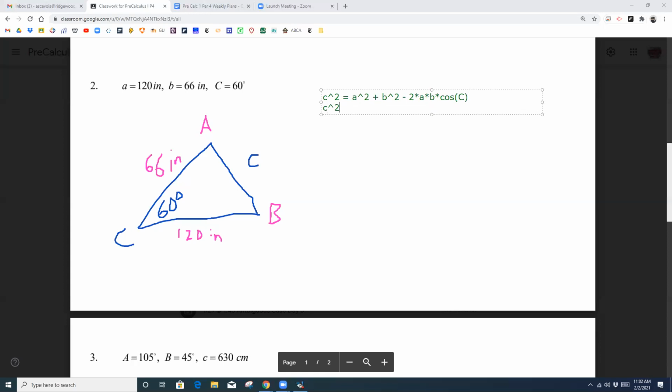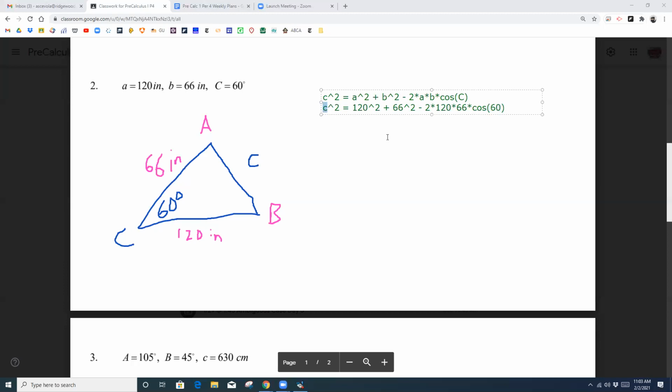All right, so for C, side C goes here. I don't know what that is, so I'm going to keep that as side C. All right, side A is 120, so I'm going to square that. Plus, remember that little caret 2 means squared. Plus side B squared, which would be 66 squared. All right, minus 2 times A, which was 120, times B, which was 66, times the cosine of C. And I should write 60 there.